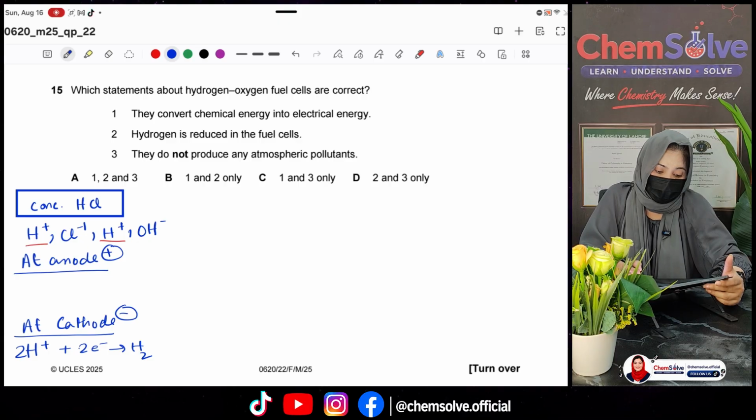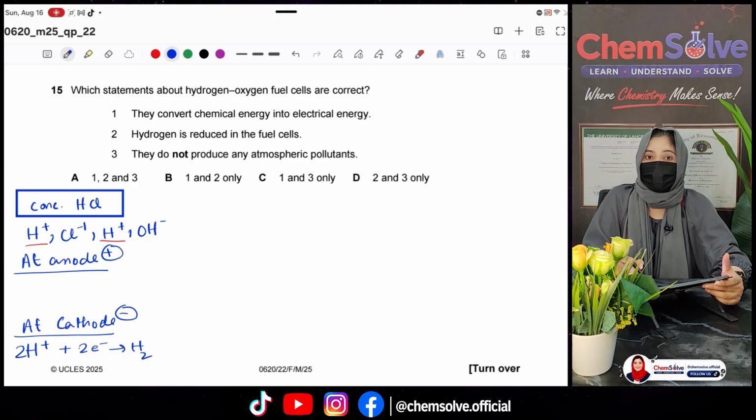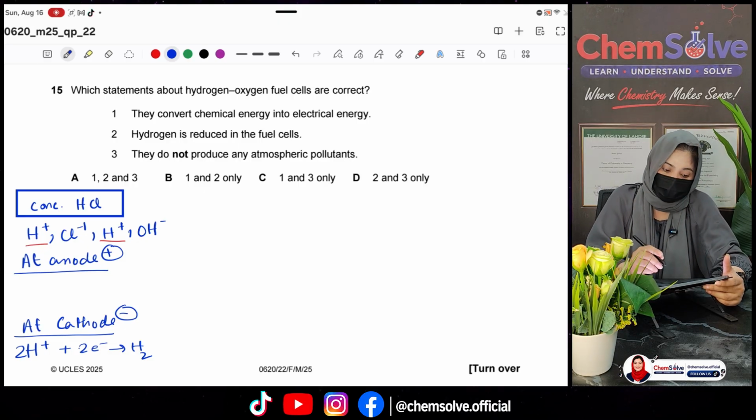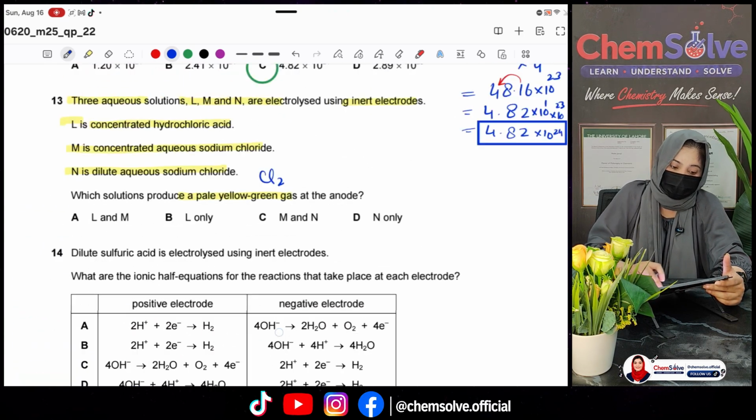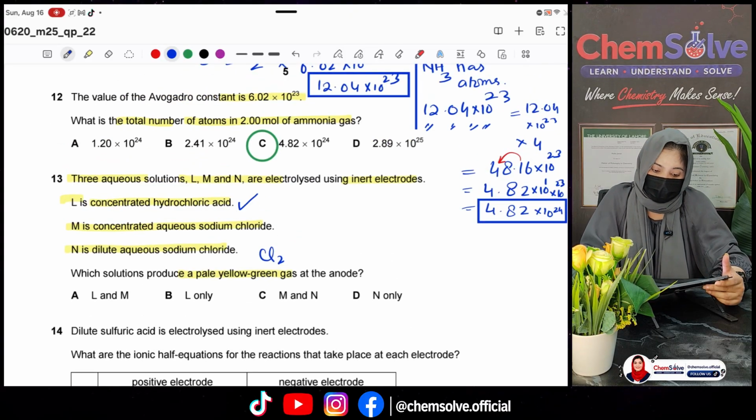Okay, so for the anode, we need to move any negative ion. We have two different negative ions, Cl− and OH−. So which one of them will go there? Always remember, for a concentrated electrolyte, we will never use OH− ion. We will use the other negative ion that is present. So of course, chloride ion will go. It will be oxidized, it will lose electrons, and it will convert into Cl2. So of course, this would be our option.